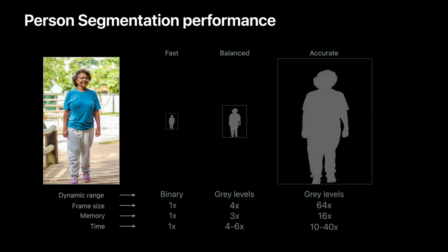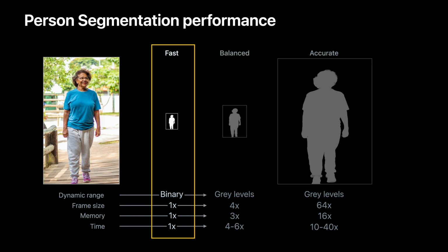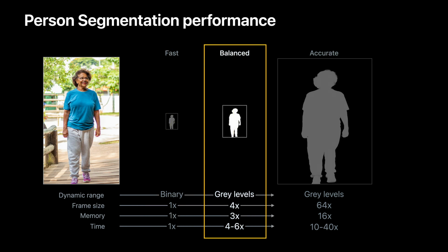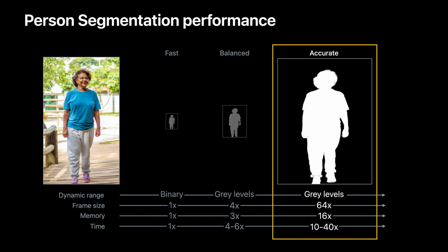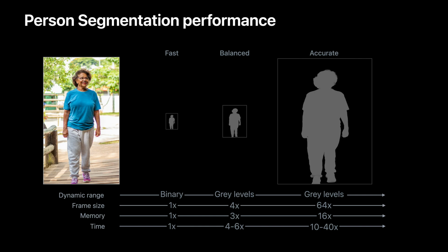Now, let's examine different mask levels as a function of quality versus performance. When we move from fast to balanced and eventually to accurate, the quality of the mask goes up, but so is the resource usage. The dynamic range, mask resolution, memory consumption, processing time all go up when the mask quality increases. This represents a trade-off between the quality of the segmentation mask and the resource consumption needed to compute the mask.